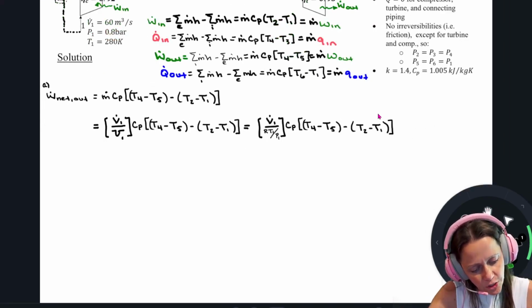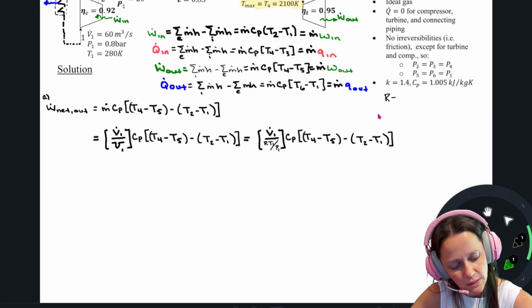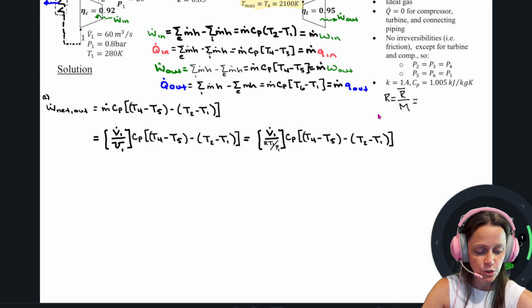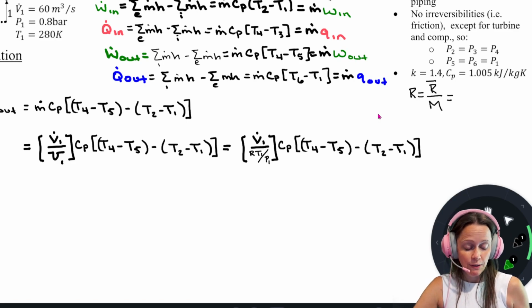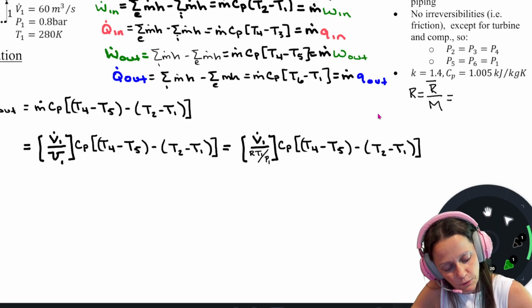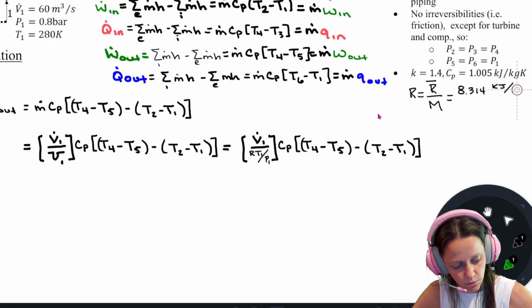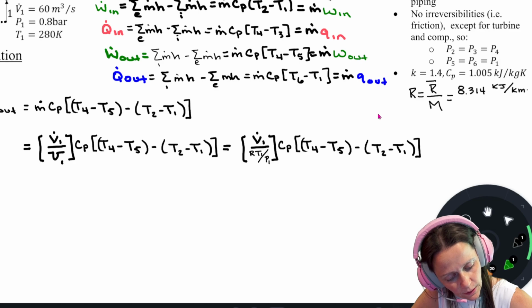One thing that I don't actually have given to me is the specific gas constant. Remember, the specific gas constant is related to your universal gas constant and your molar mass. If you look on your conversion factor sheet, there are 3 values for that R bar given to you. The first one is 8.314 kilojoules per kilomole K.